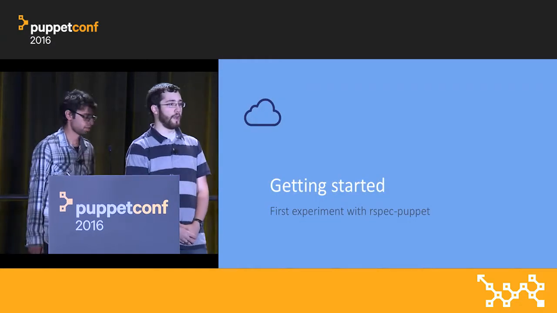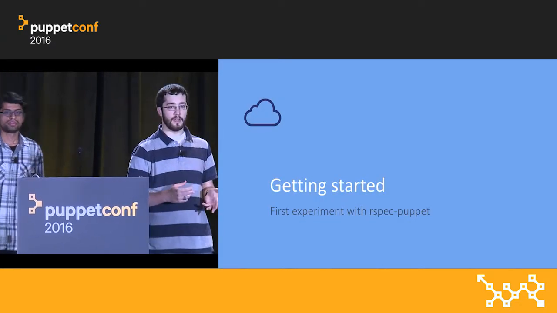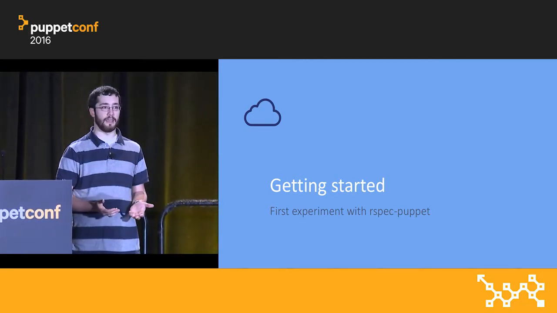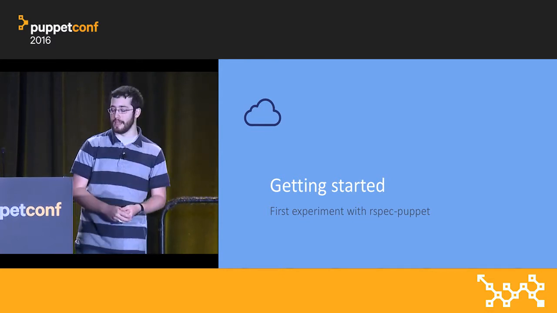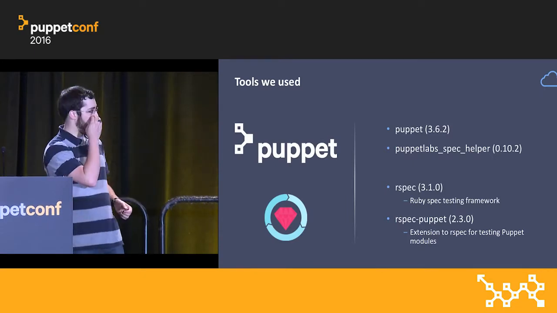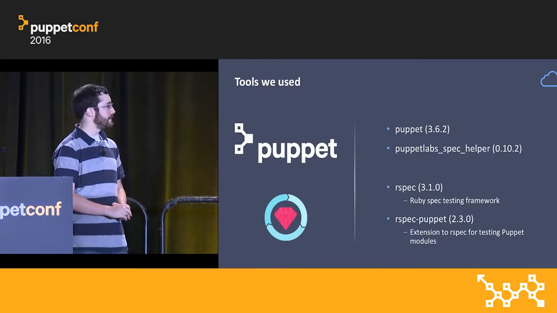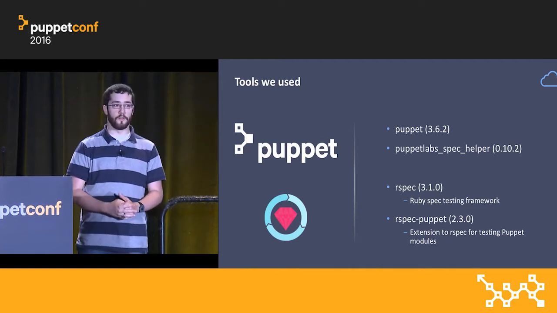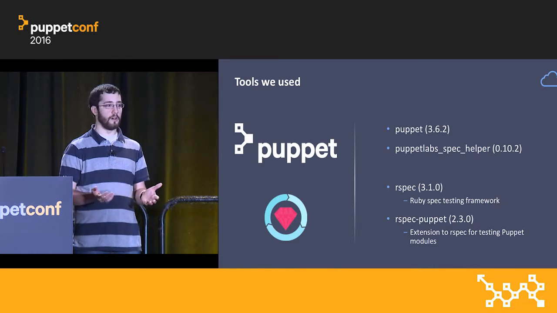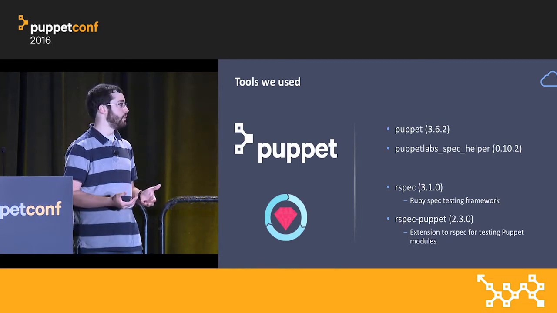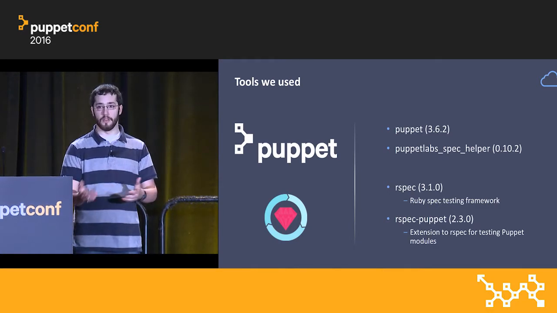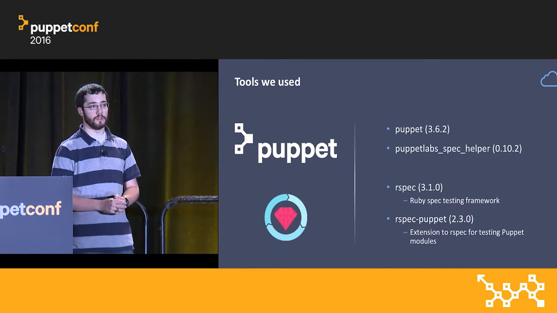So now let's take a look at how we got started. We're going to see how we investigated the tool to see if it would work. And we're going to go through a very quick example of what this will look like in your environment. Of course, we're using Puppet. At the time, we were using Puppet 3.6. We're using another tool from Puppet called Puppet Lab Spec Helper. This is a suite of utilities that makes it easier to set up fixtures for Puppet tests and, in general, makes it possible to run your unit test suite along with the latter tools.